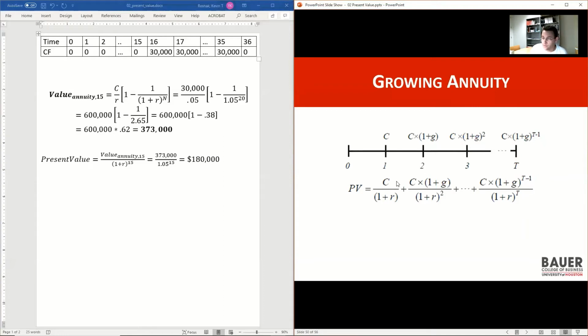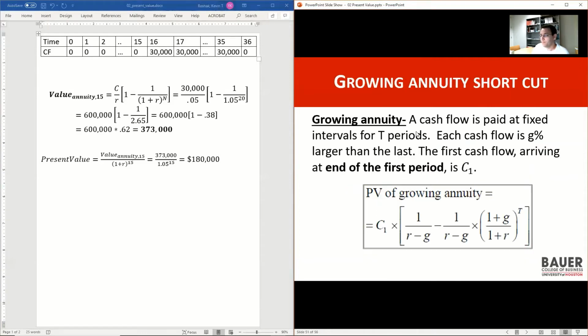Like any other stream of cash flows, you can just calculate the present value of each individual one and add them up. But we have a shortcut that avoids all that kind of calculator crunching. We have this growing annuity formula here that looks a lot like the annuity formula, except you've got R minus G instead of R, and then you've got this 1 plus G in the numerator here. So this is a particularly ugly formula.